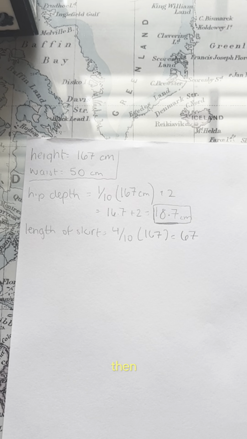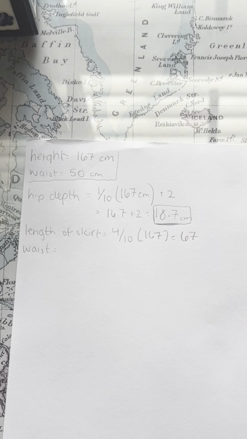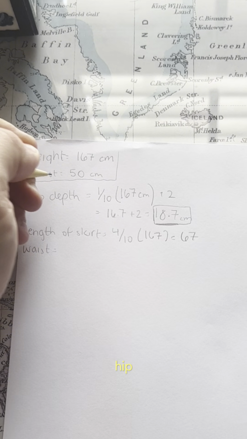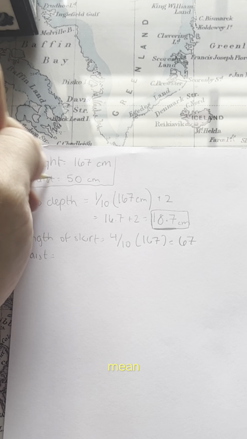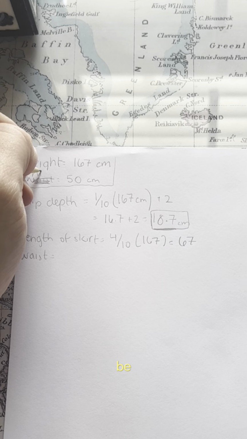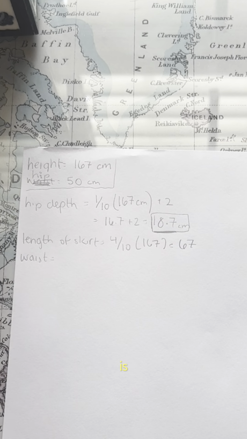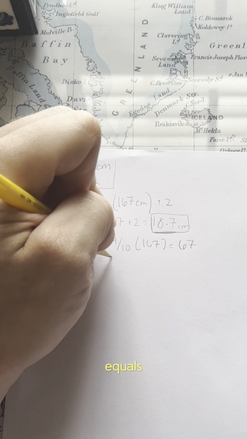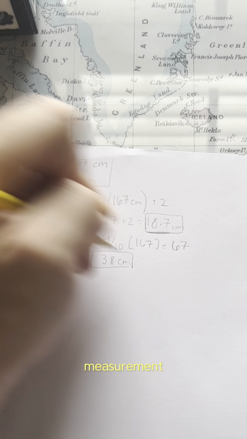And then we need to figure out what is the measurement of our waist. Again, you can measure your waist on your own and just use that. But if we don't have that waist measurement, it's going to be hip minus 12. So waist is then 50 minus 12, which equals 38. Great, so that is our waist measurement.